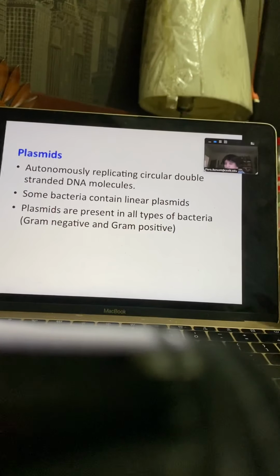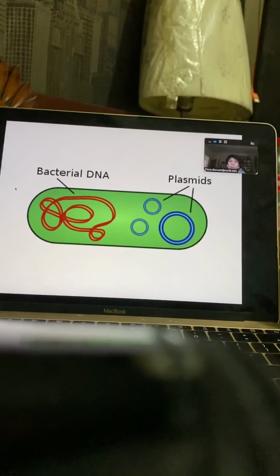And they can be present in all types of bacteria, whether gram-negative or gram-positive. And you can have a cell, here is the chromosome. A cell can have different types of plasmids, although they're shown here in the same color, different types of plasmids can coexist in the cell. And the plasmids can be of different sizes. Some of them are small, some of them are large, medium size, etc.